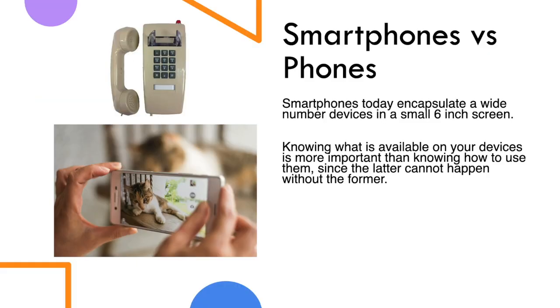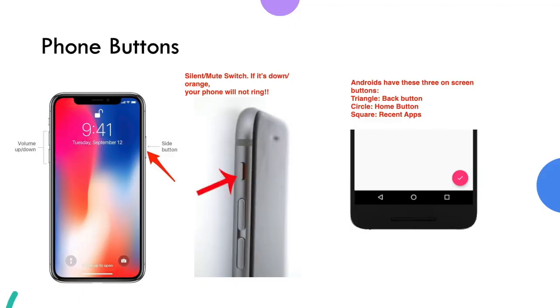Smartphones versus phones. Smartphones today encapsulate a wide number of devices in a small 6-inch screen. Knowing what is available on your devices is more important than knowing how to use them, since the latter cannot happen without the former. So it's not important that you know every single feature in your phone, but it's good to know what you have on your phone in case you're wondering if a feature is available, you'll be able to access it. These phone buttons, you can follow along also with the handout that we provided. They follow the slides as well.